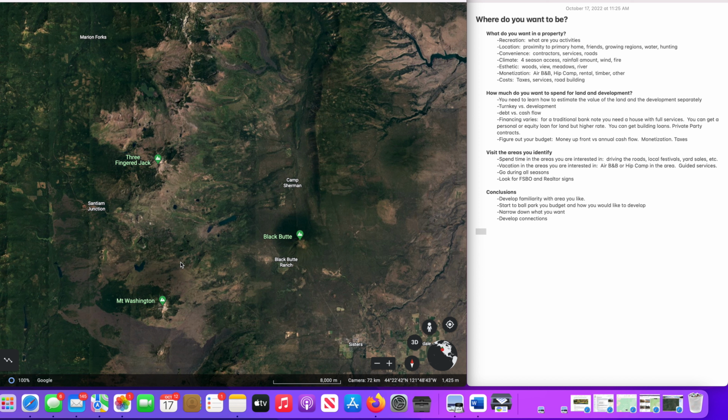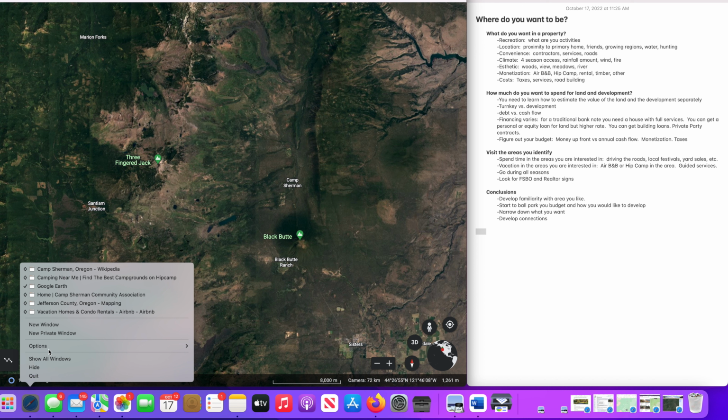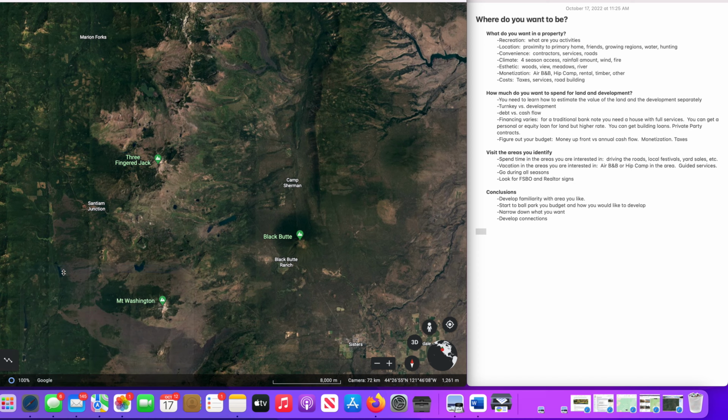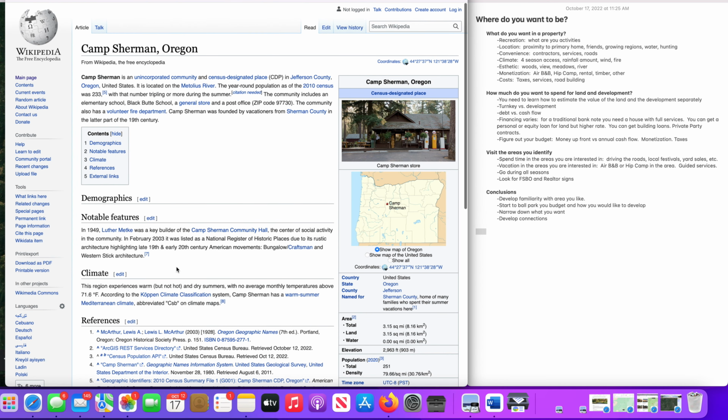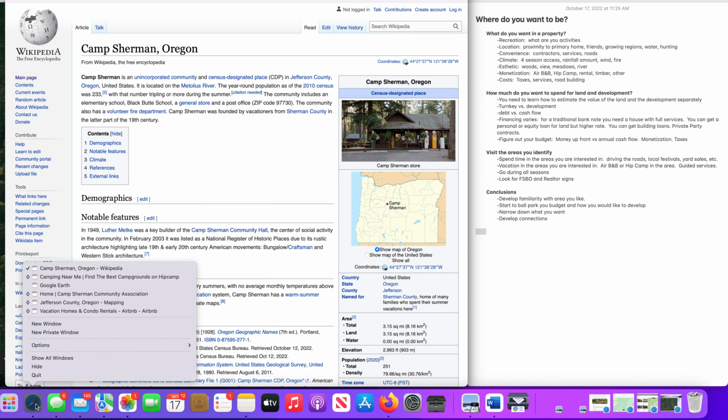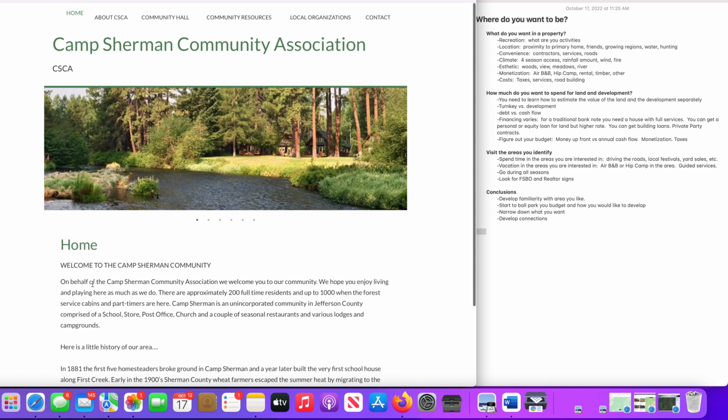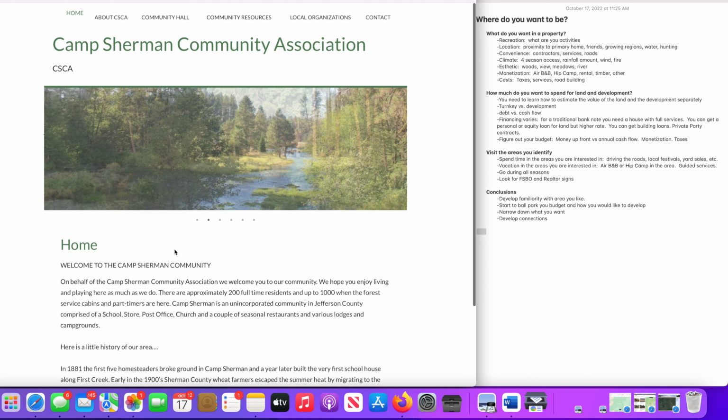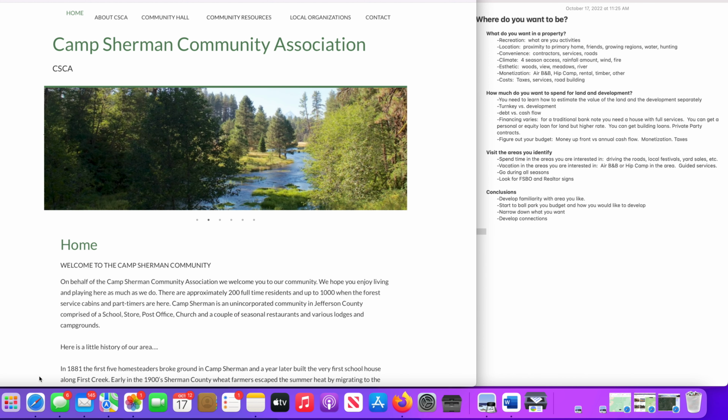So I'll parlay from the costs into how much you want to spend. One of the questions might be, how much does it cost to live there? One thing I like a lot is looking at the general information to get an idea of what's there. Here's the Camp Sherman Wikipedia page. In this case, there's also a Camp Sherman Community Association page, which gives you a lot more resources. It tells you what's there.